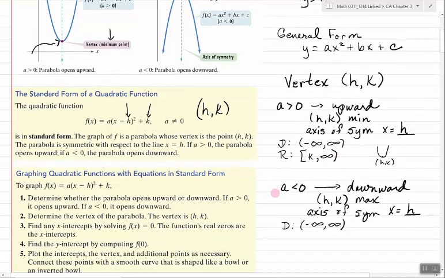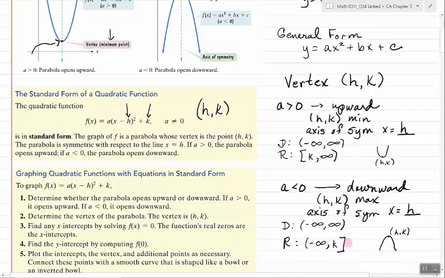But if it is opening downward, the range, let me draw a little picture. Let's suppose we have it opening downward, and this is still h comma k. The lowest y value is negative infinity, but the highest y value is k. And because it includes the k here, we use a bracket.